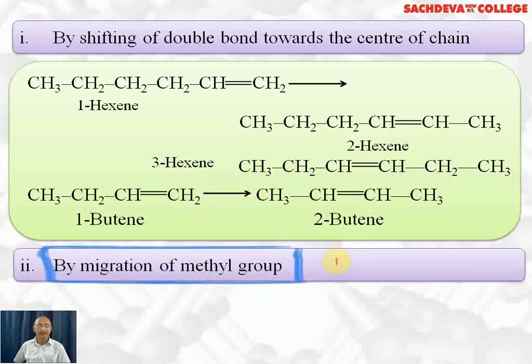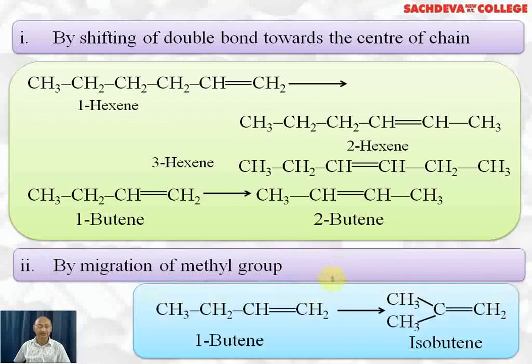Migration of methyl group also, this reaction can take place. For example, if 1-butene we are heating with AlCl3, one possibility was that we get 2-butene. Another possibility is that we get isobutene. Here branch chain alkene is formed which is more stable as compared to 1-butene.